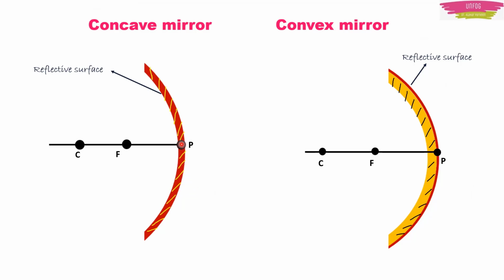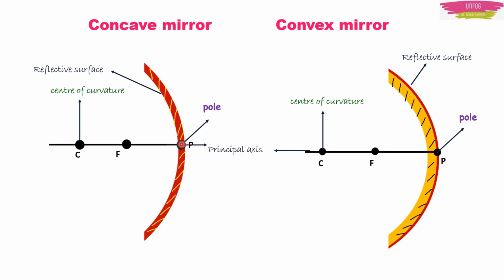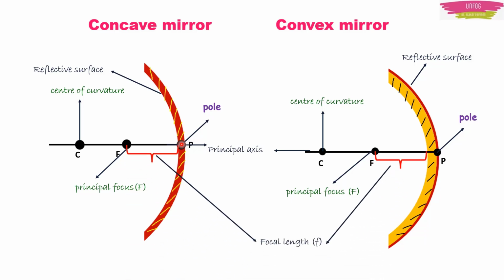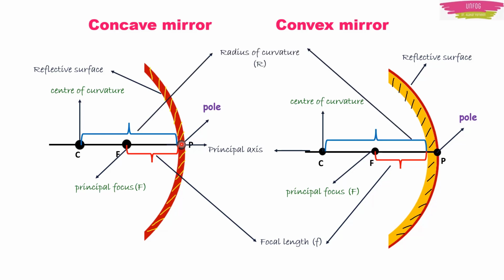Now, the center on the surface of the mirror is known as the pole, and the center of that imaginary circle is known as the center of curvature. The line which passes through the center of curvature is known as the principal axis, and there is a point between the pole of the mirror and the center of curvature. This is known as the principal focus, and the distance between the pole and the principal focus is known as the focal length. The distance between the center of curvature and the pole of the mirror is known as the radius of curvature. These two are very important things.